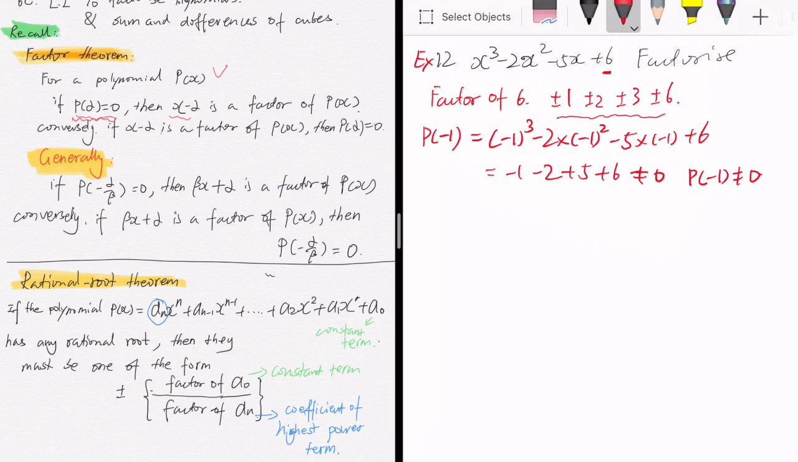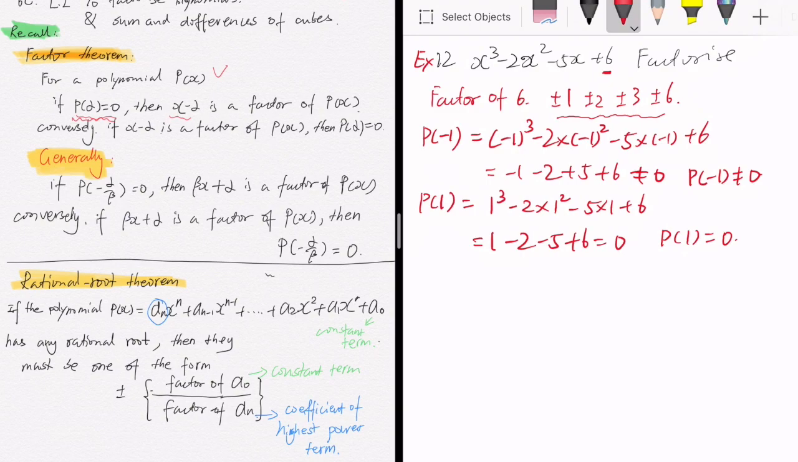Then we need to try one more. The next one you can try is 1. If you substitute 1 back into your polynomial, you have 1 cubed minus 2 times 1 squared minus 5 times 1 plus 6. Then you have 1 minus 2 minus 5 plus 6. It actually equals 0. So this is saying P of 1 equals 0.